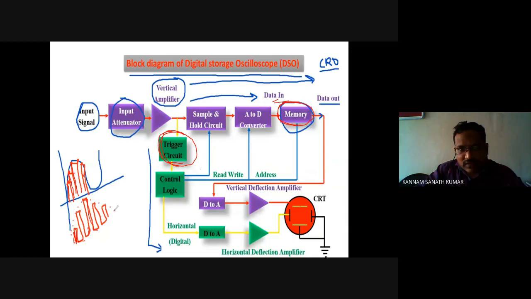Okay, and next coming to the control logic. Mainly the control logic is a microcomputer, a microprocessor. What will it do? It will control, that means it will process. It is connected to the sample and hold circuit, the ADC, and the memory. It will control the sample and hold circuit, with how much sampling period the signal should be sampled, and it will control the ADC and the memory. So this is basically a microcomputer or microcontroller.